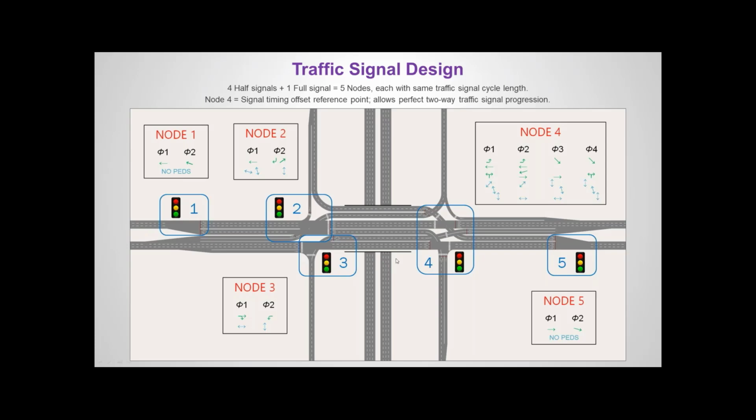The main advantage of having the half signals is that once we define the timing of node 4, and because nodes 1 and 2 operate independently of nodes 3 and 5, you can basically provide perfect two-way progression for each direction of the arterial. Once you define the timing for node 4, you can set up the timings for 1 and 2 and 3 and 5 such that there's perfect progression for each direction of the arterial. So this should definitely be good for progression and through traffic.